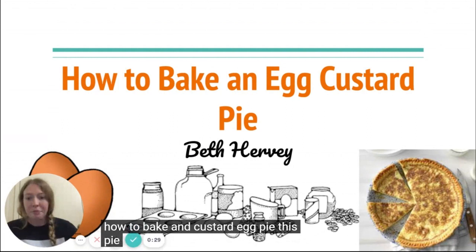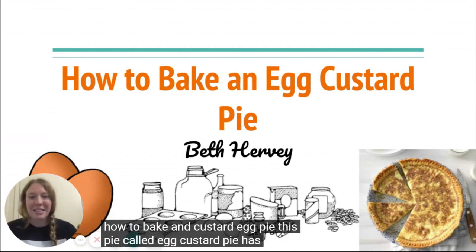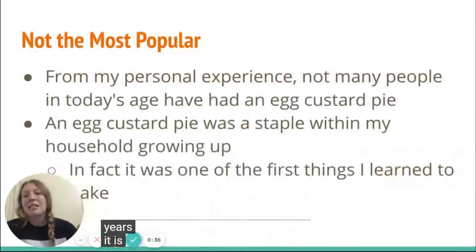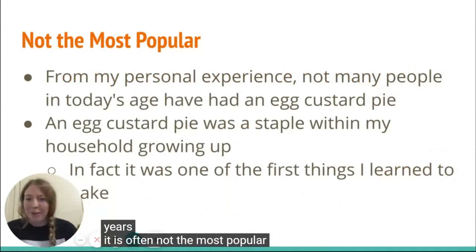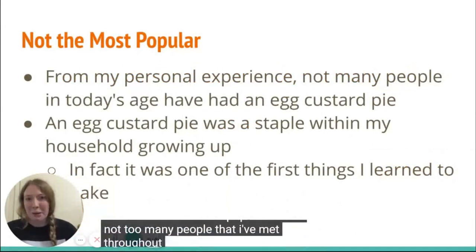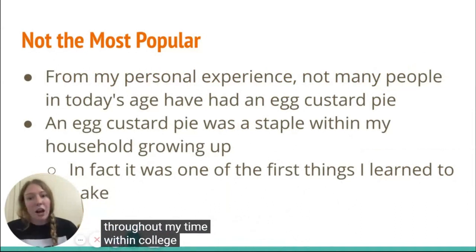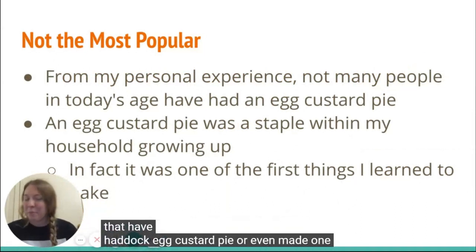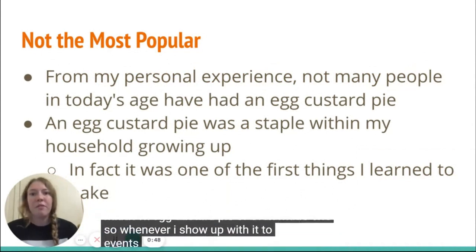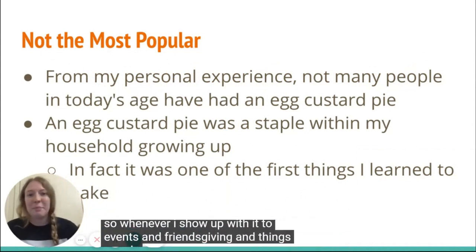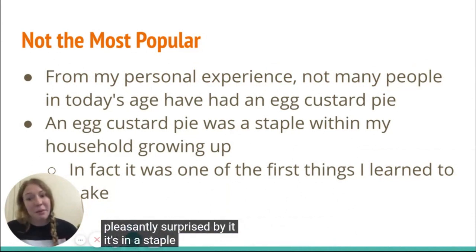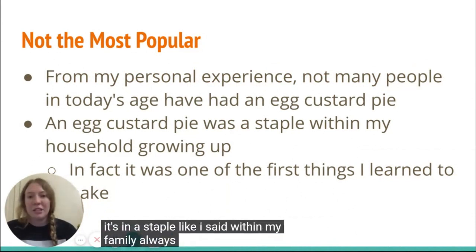This pie, called the egg custard pie, has been a staple within my family for many, many years. It is often not the most popular. There's not too many people that I've met throughout my time within college and within high school that have had an egg custard pie or even made one. So whenever I show up with it to events and Friendsgiving and things, people are always very shocked and very pleasantly surprised by it. It's been a staple, like I said, within my family, always growing up.